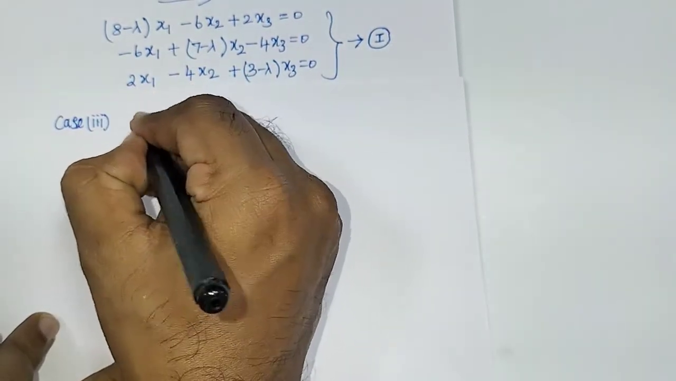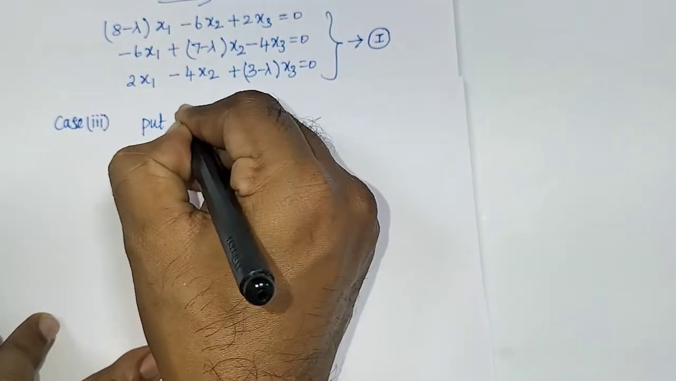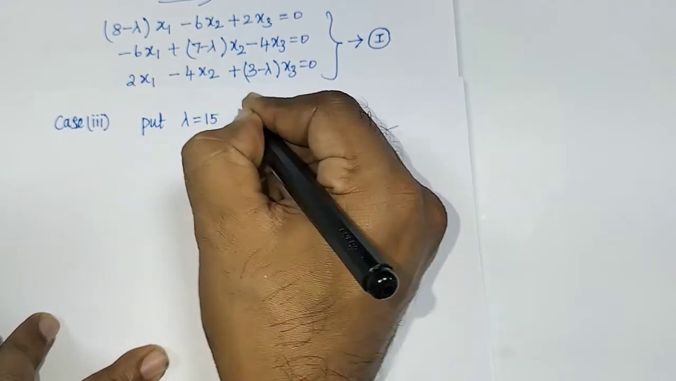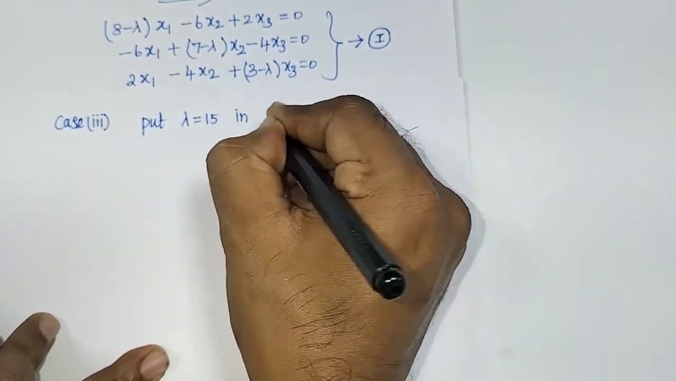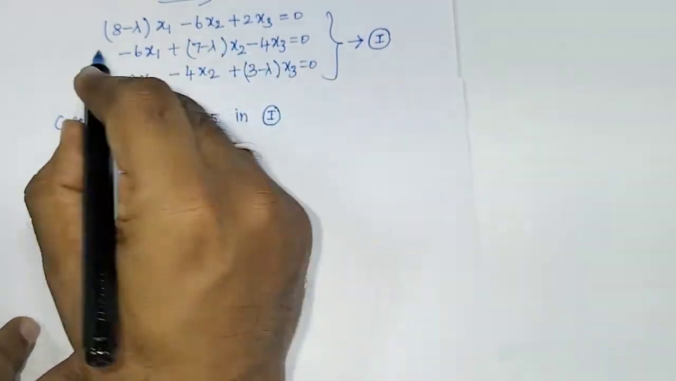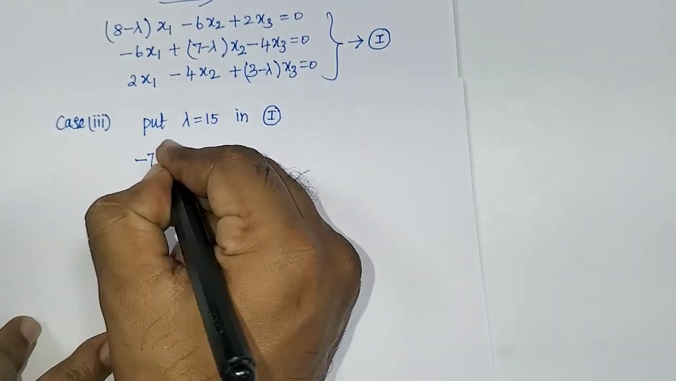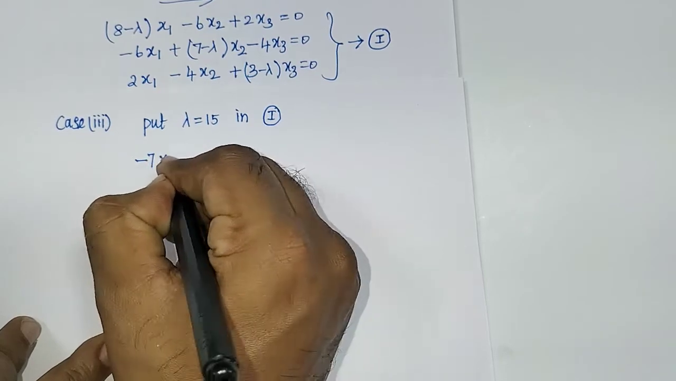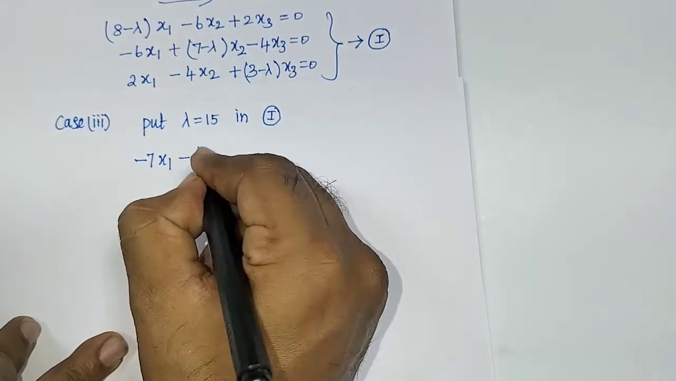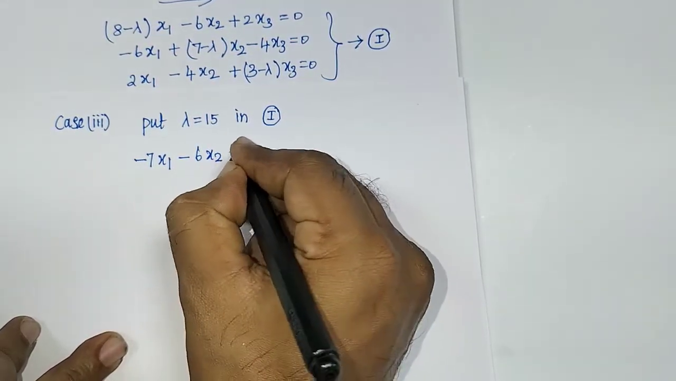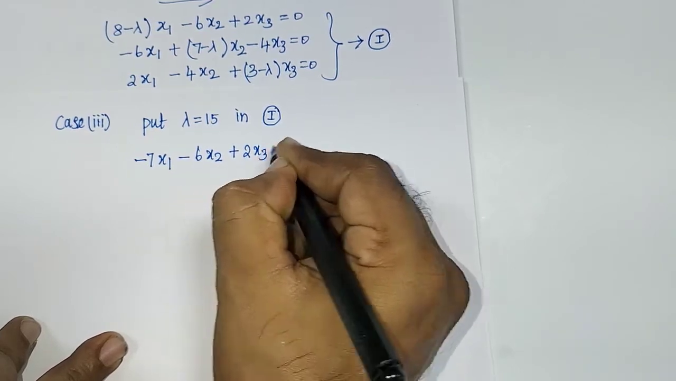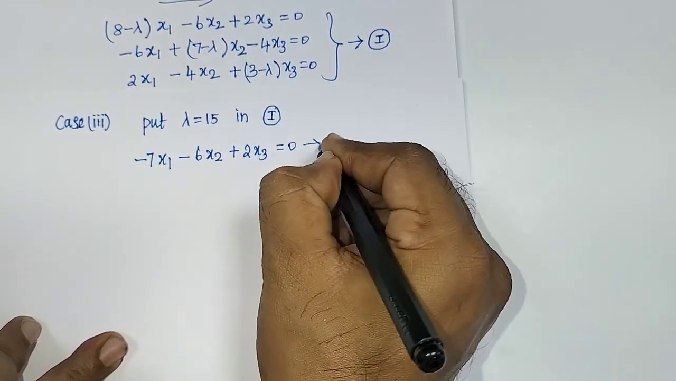Then case 3. Now I am going to substitute the third eigenvalue, that is 15, in our general equation I. So 8 minus 15, you will get minus 7 x1 and minus 6 x2 and plus 2 x3 is equal to 0, which is equation number 7.